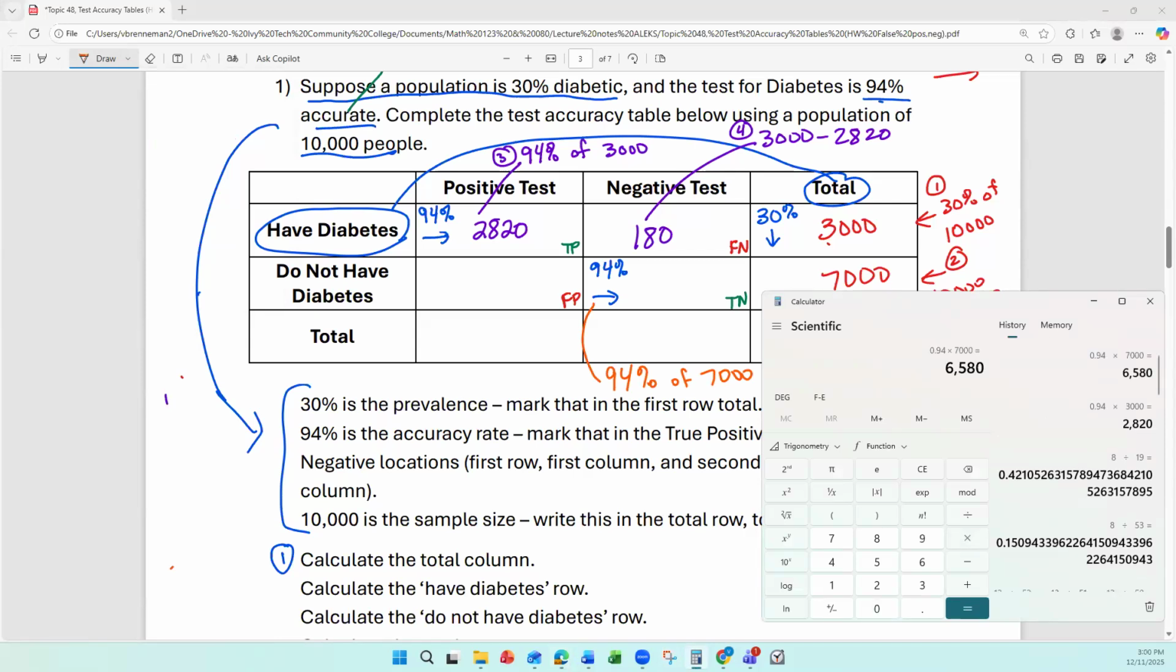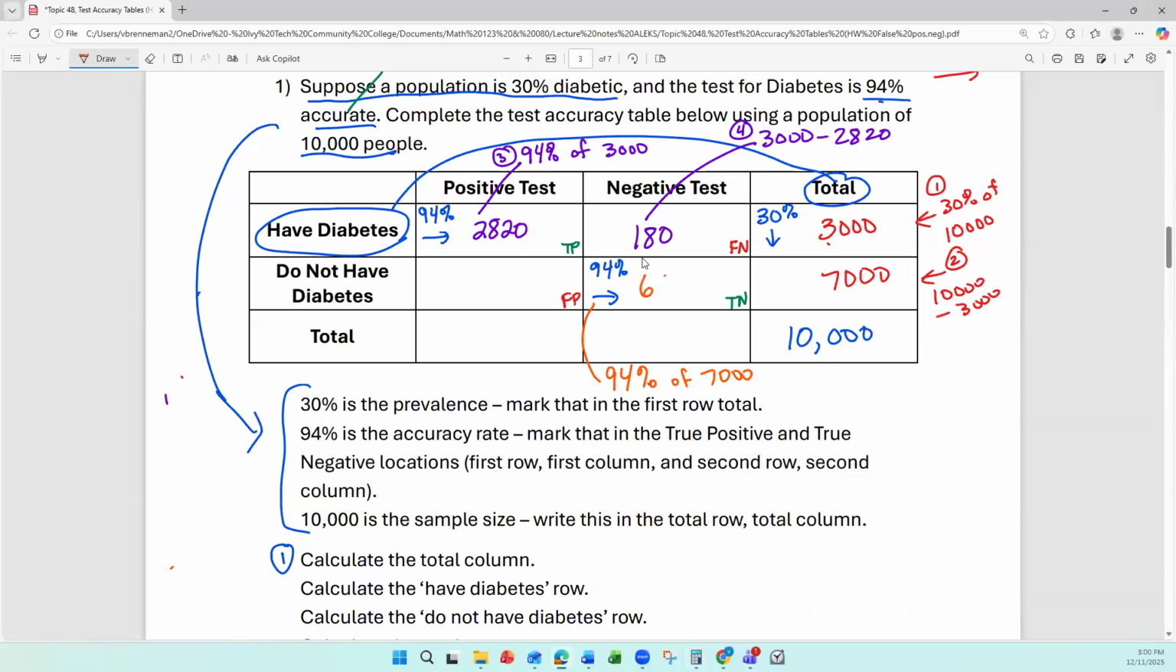Which is 6,580. And that means the ones that don't have diabetes who get a positive test are the rest of the 7,000. So 7,000 minus 6,580 is 420.